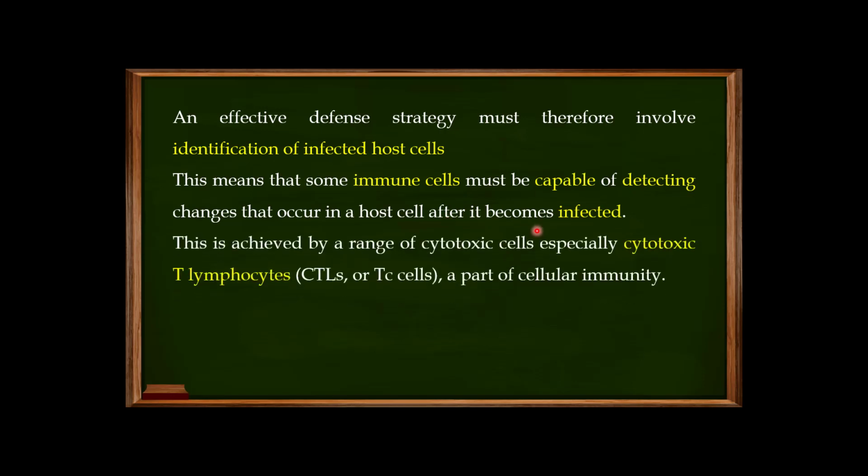And this is achieved by a range of the cytotoxic cells. We will have a detailed discussion on the cytotoxic cells, but for this particular time, just keep in mind that a variety of the cytotoxic cells can identify these infected cells. But one of the most important of these cytotoxic cells is known as the cytotoxic T lymphocytes. We call them the CTLs. And since we are talking about the cytotoxic T cells, they are going to be part of the cellular immunity, not the humoral immunity.